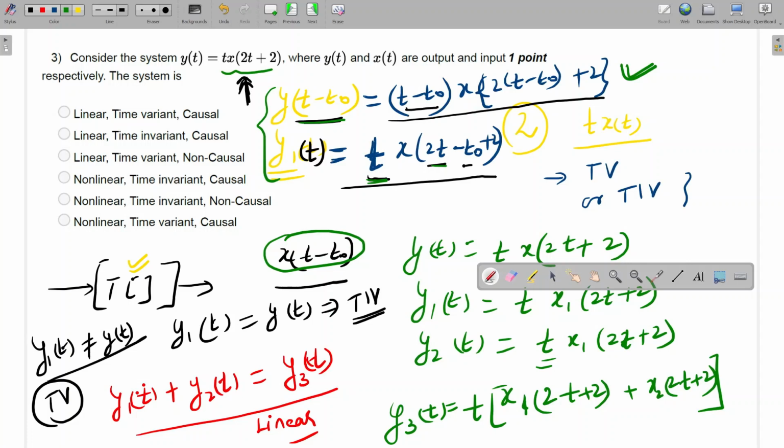So like this we can solve any question. First, y of t minus t naught we have to calculate. Then y1 of t, and what is y1 of t? Y1 of t is we are applying the same transformation to the shifted value of x. So x of t minus t naught, we will apply the same thing whatever is here. So if we see that this y1 of t is not equal to y of t minus t naught, our system will be time variant. So it is linear and time variant.